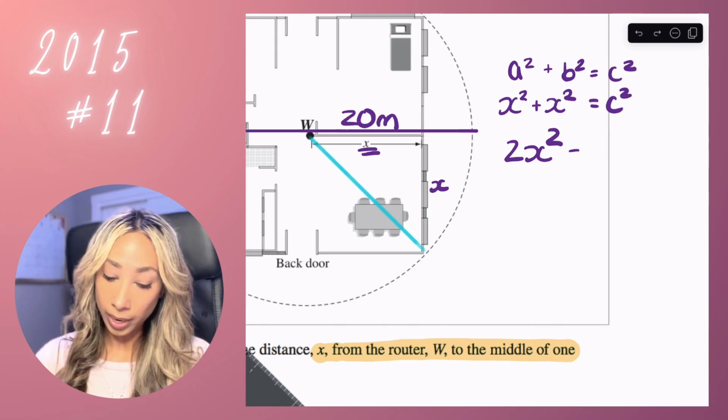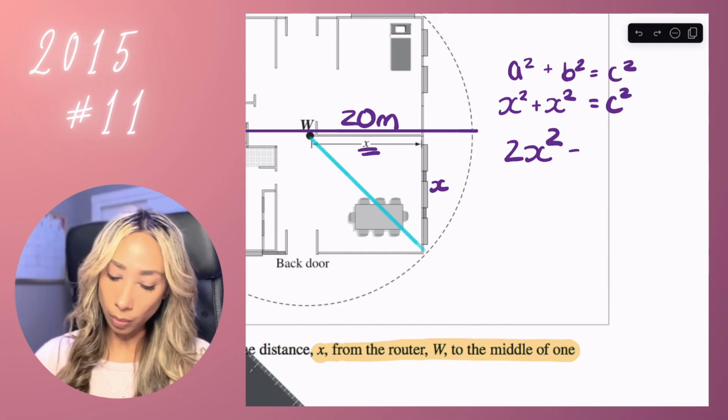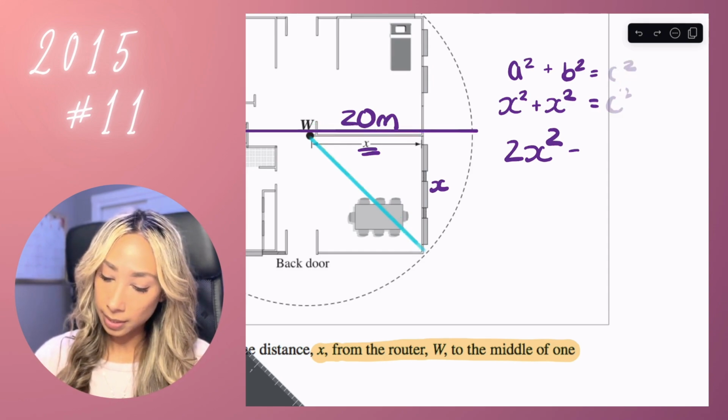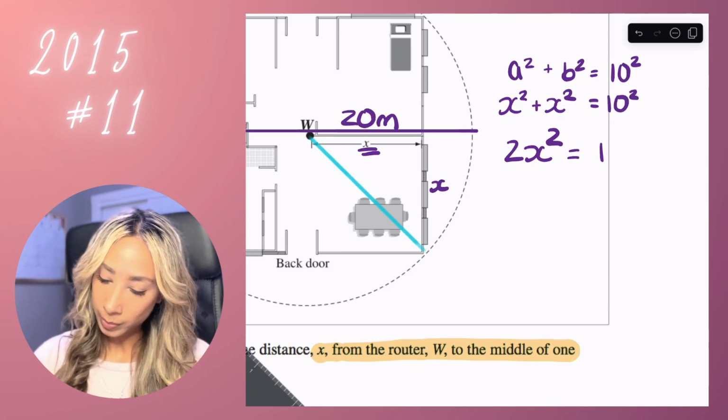Now c squared, I made a mistake here. C squared we do know because that is the radius and that's going to be our 10 meters squared, which means that's going to be 100.